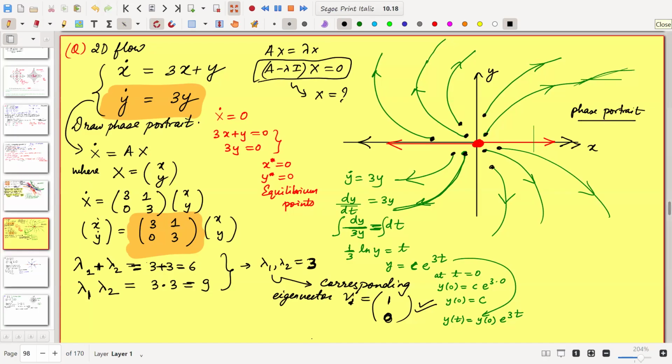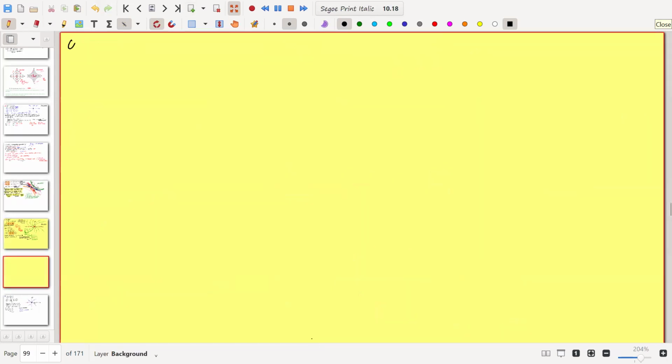I'm trying to give you ideas what kind of different flow behavior can be seen in 2D flows. So we saw saddle behavior. We saw this exponentially going outward behavior, right? You understood this. Now let us see another case. Let us take another case.